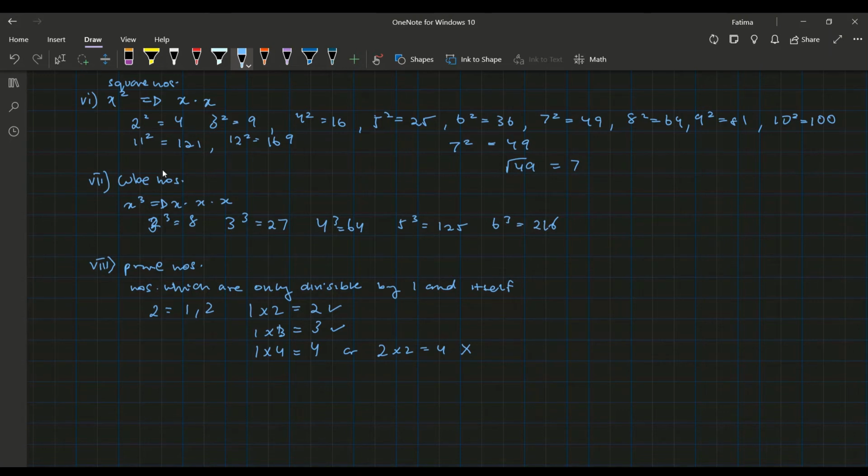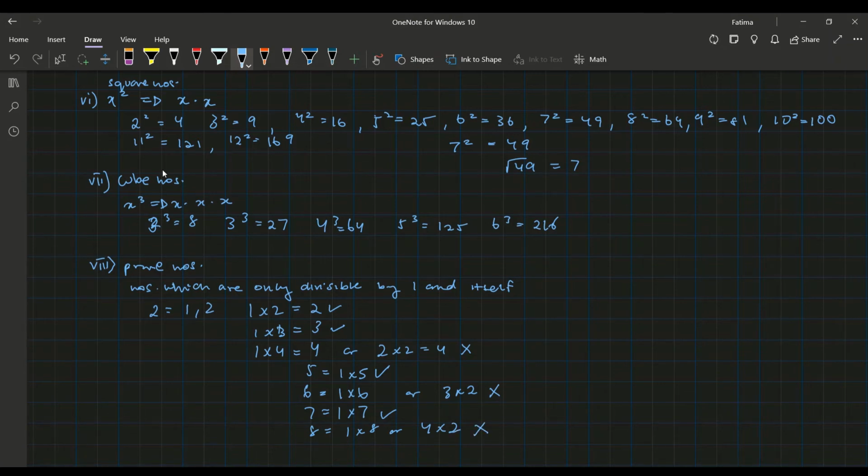The same way, for example, we had number 5. That is 1 into 5, and there is no other form of multiplication that can give us 5. Therefore, 5 is a prime number. With 6, it can be 1 into 6 or 3 into 2, so 6 is not a prime number. 7, it's 1 into 7, and that's it, so it's a prime number. 8 can be 1 into 8 or 4 into 2, so it is not a prime number.